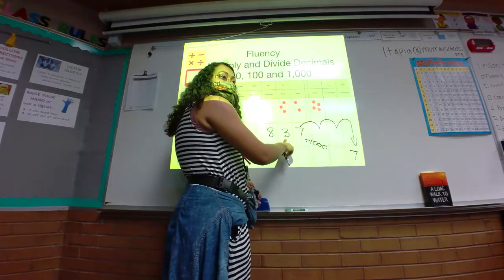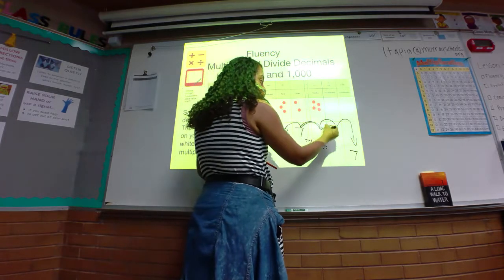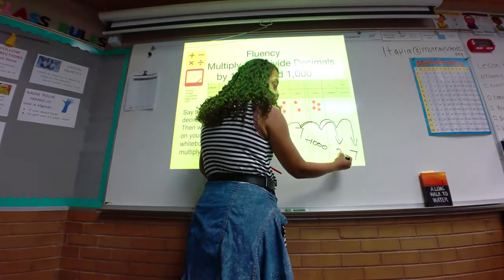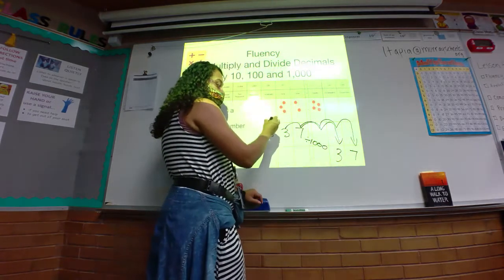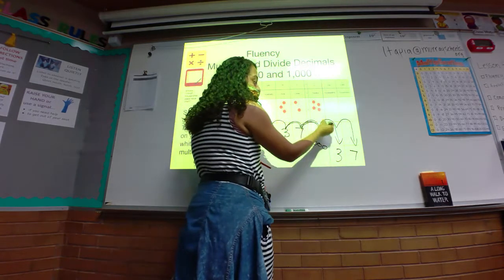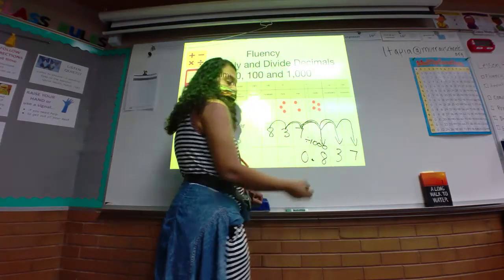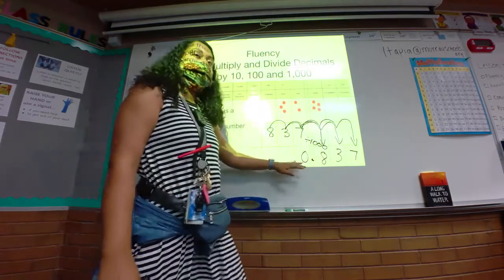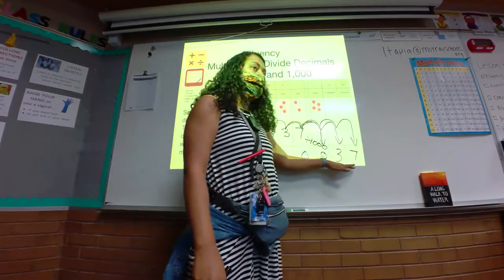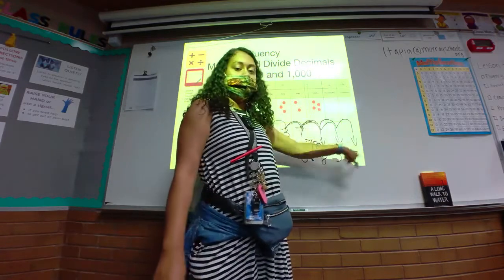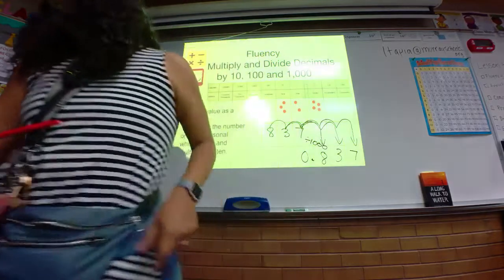So now the 3, ready? 1, 2, 3, ready? 8. 1, 2, 3. 8, decimal, 0 ones. So it equals 837 thousandths. Okay, let's move on.